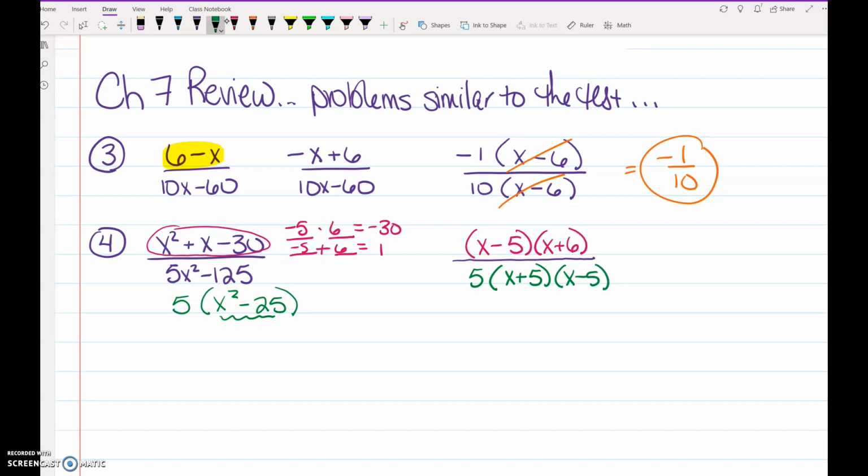And the problem on the test is pretty similar to this. So after you factor out that common factor, you should end up with a difference of two squares. The square root of x squared is x, the square root of 25 is 5, x plus 5, x minus 5. Then what cancels? X minus 5 cancels, so our answer is x plus 6 over 5 times x plus 5.